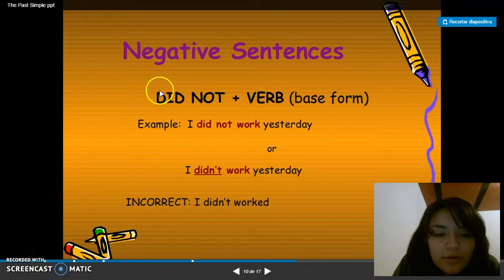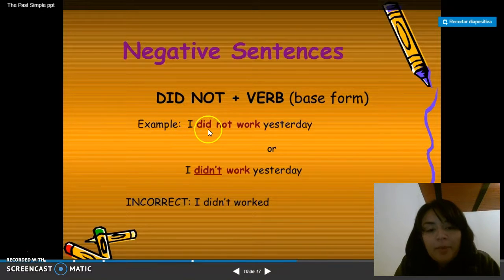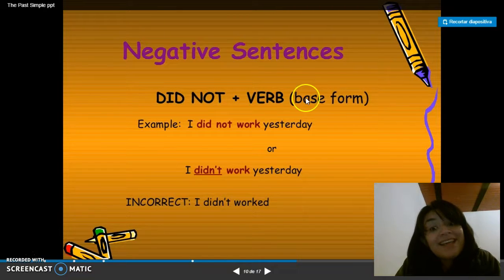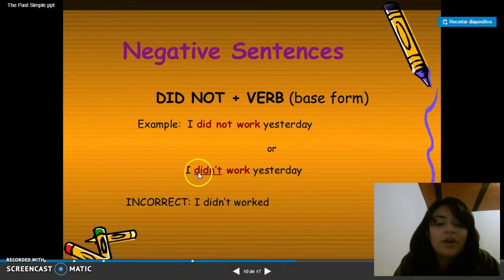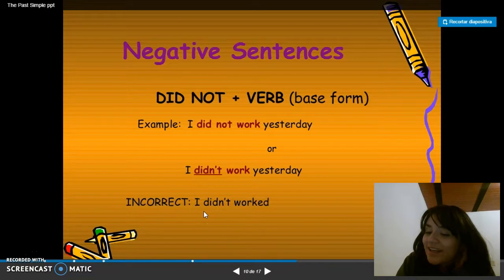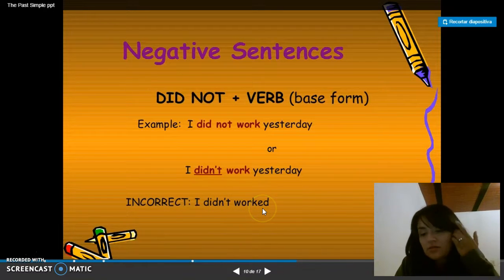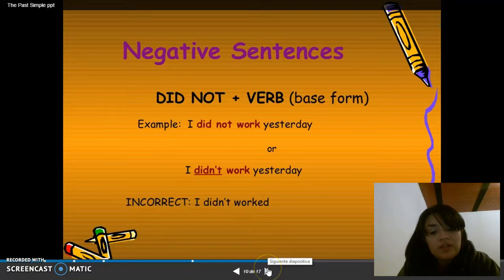Negative sentences. Be careful here because this is your auxiliary, okay? Did. Always when did appears in the sentence, you don't need to rewrite the verb in past, because did is telling you that the sentence is in past, that your context is in past. So did not plus the verb in its base form, not in past. I did not work yesterday, or I didn't, because you can contract it, okay? I didn't work yesterday. "I didn't worked" is the incorrect form here, because you are doubling the past. You just need one part of the sentence to tell you the tense of it.